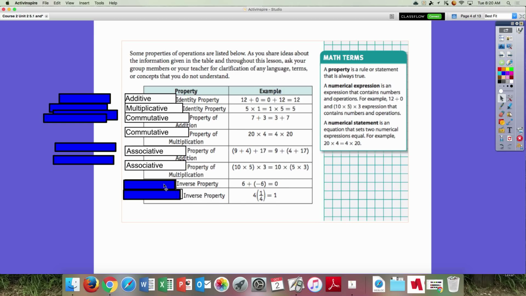Okay? Now, the last two are called the additive inverse, just like on our welcome work, right? You add the same number with different signs, so that equals 0. Or when you're multiplying, you have reciprocals of one another, and that equals 1. All right? So make sure you get those down, and then if you need to pause it, do so and come back.